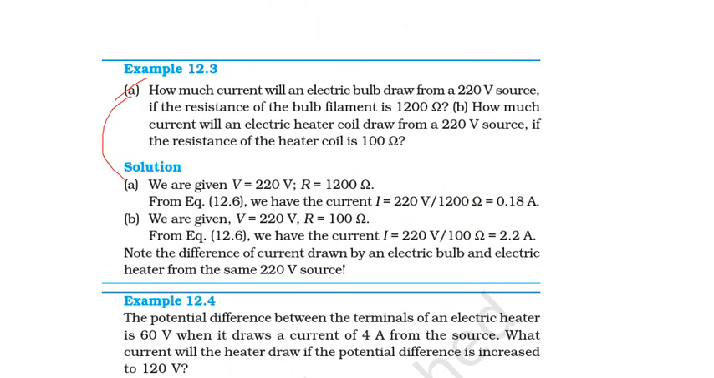Now see, how much current will the electric bulb draw from the given voltage? They gave that voltage value. So it is the resistance of the bulb filament. I told you that it depends upon the unit symbol. This symbol is for what? Resistance. Am I right? Yes.